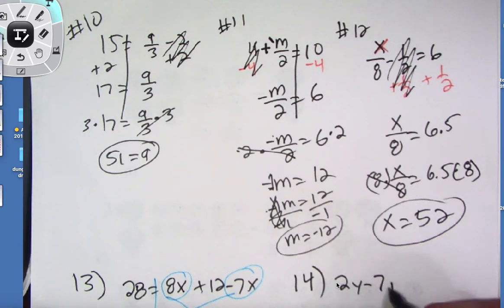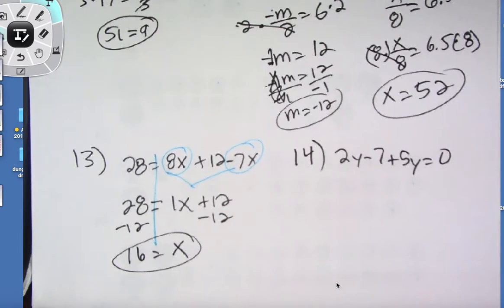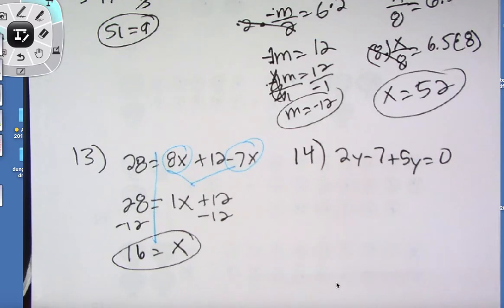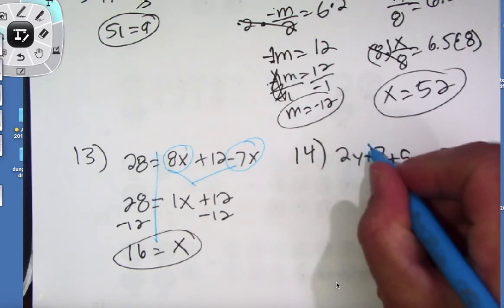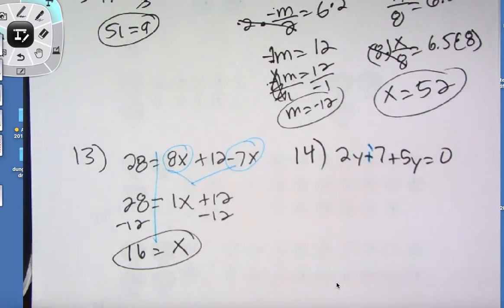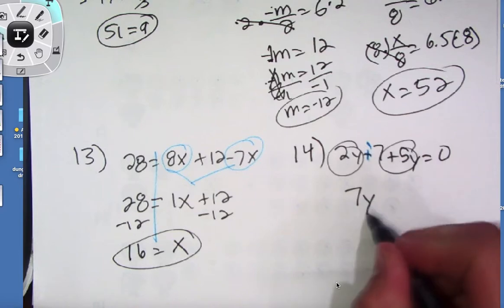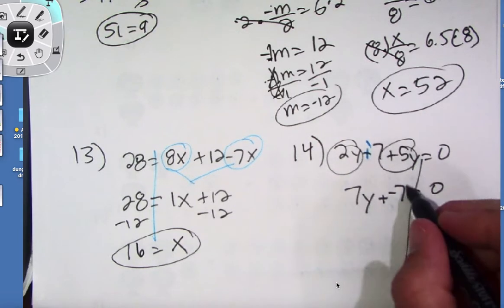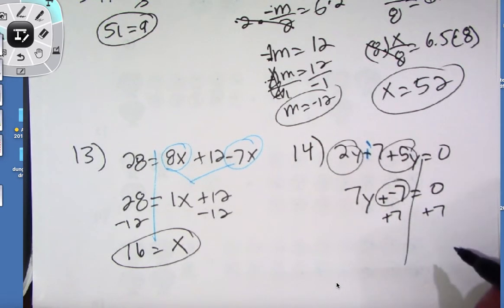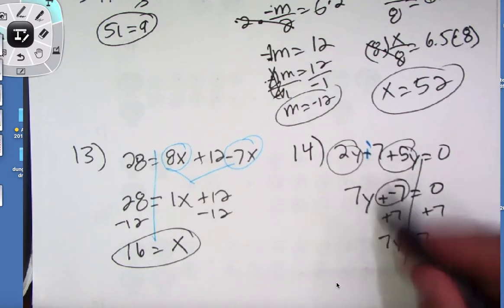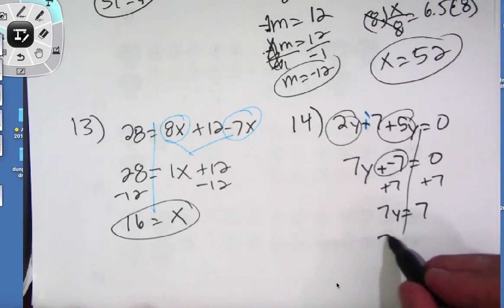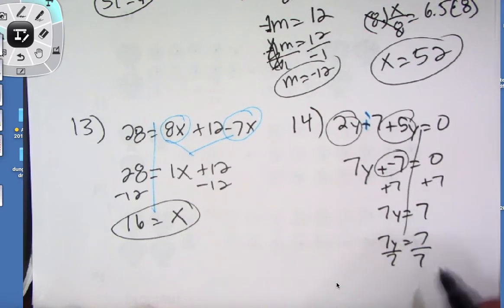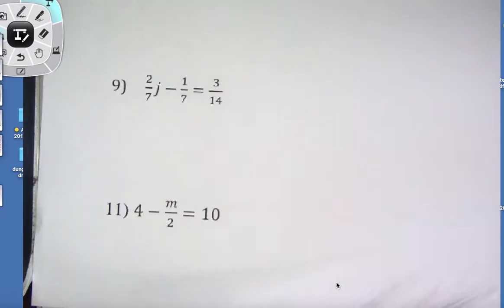Hopefully number 14 we can do right next to it. Let me write it down first. Yes, we can. All right. 2y minus 7 plus 5y. Okay, so this is really a plus negative 7. So it might help me just a little bit. So I have 2y plus 5y. So I get 7y minus 7 or plus negative 7 equals 0. I got to get rid of this negative 7, so I'm going to add 7 to both sides. Undo this, sorry. And now we have 7y equals 7. And if you couldn't tell, that's 1, but we'll just do the work out anyways.